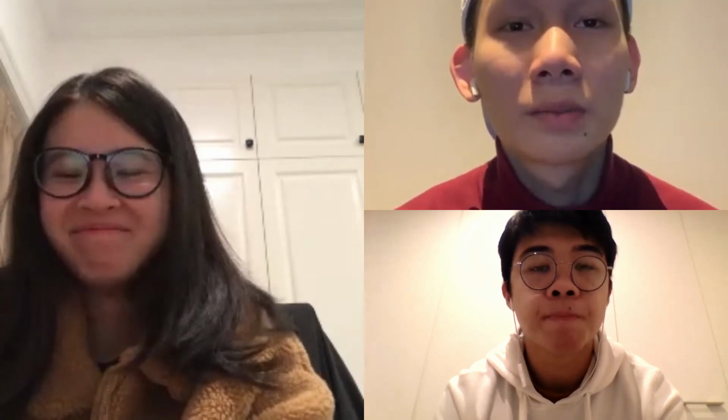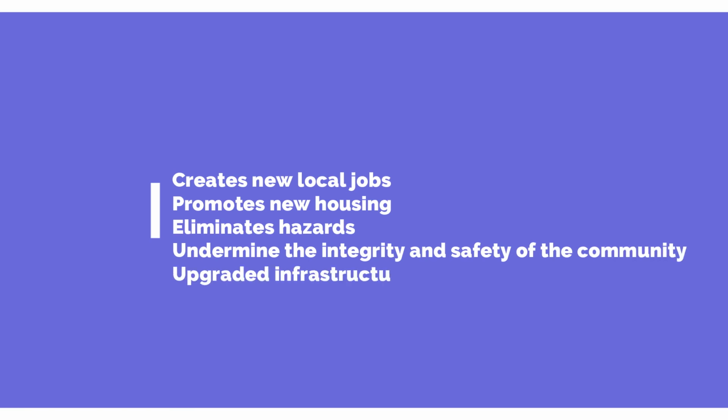Yes. As part of the community, I agree with the three of the members above. Although urban renewal has some side effects like population growth and rising housing prices, mostly it is good for the community. It creates more local jobs, promotes the introduction of new housing products, offers resources for reinforcement in established neighborhoods, and eliminates hazards and conditions that undermine the integrity and safety of the community. Also, it provides upgraded and needed infrastructure for our future generation.